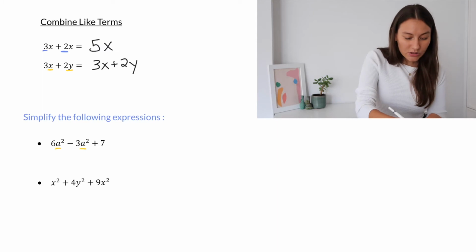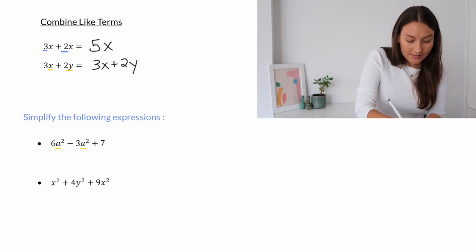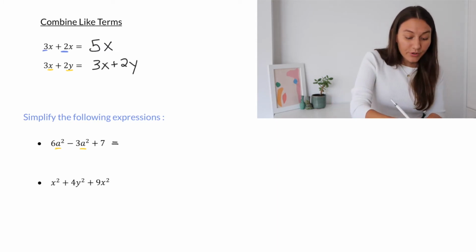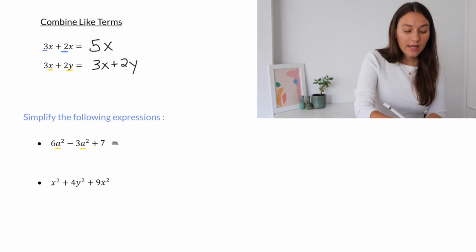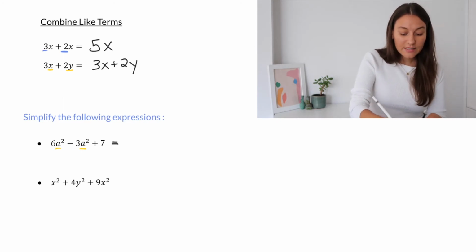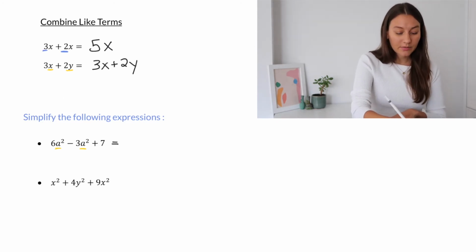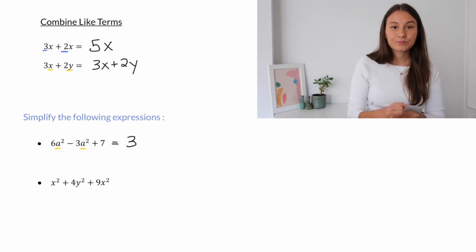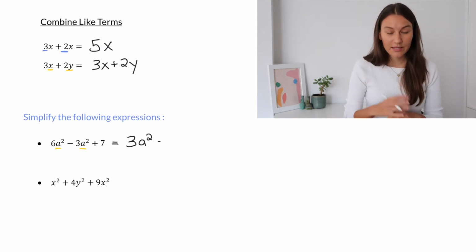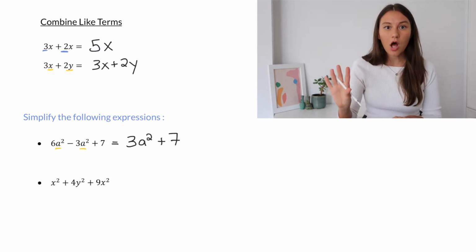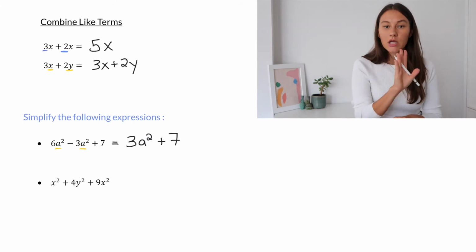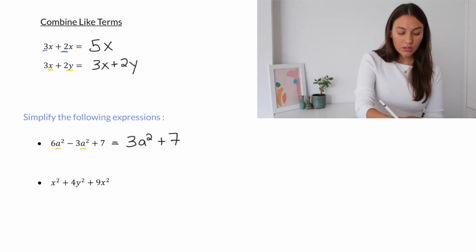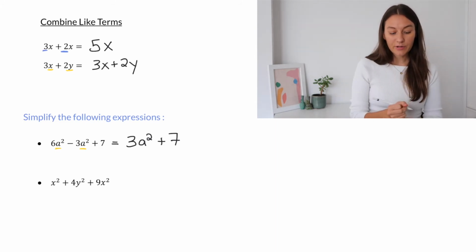Great, so I see a squared. I'm actually going to underline that for myself. I'm like, okay, I can put those together, right? They're both a squared. So that gives me 6a squared minus 3a squared. I'm going to subtract the coefficients, and I get 3a squared plus 7. Now, I can't add the 7 because it doesn't have a variable, so that's just standalone. You can't add the 7, you leave it alone. So that's how I simplified that expression.